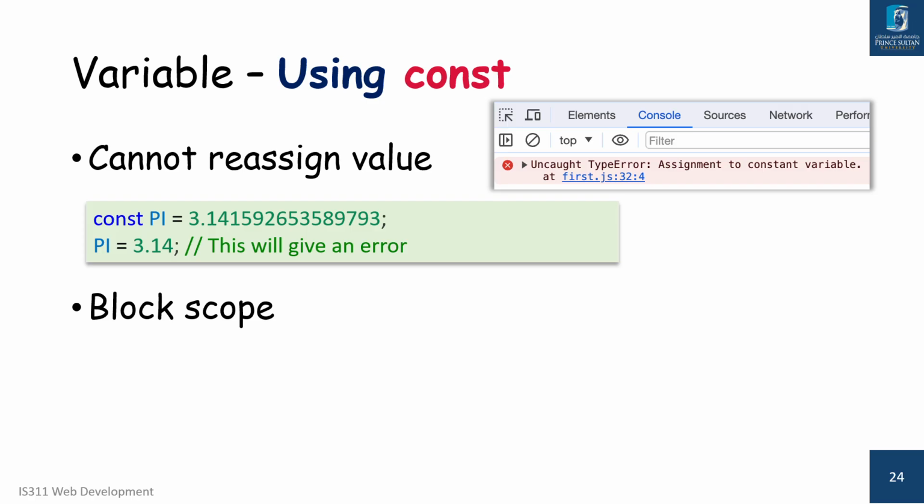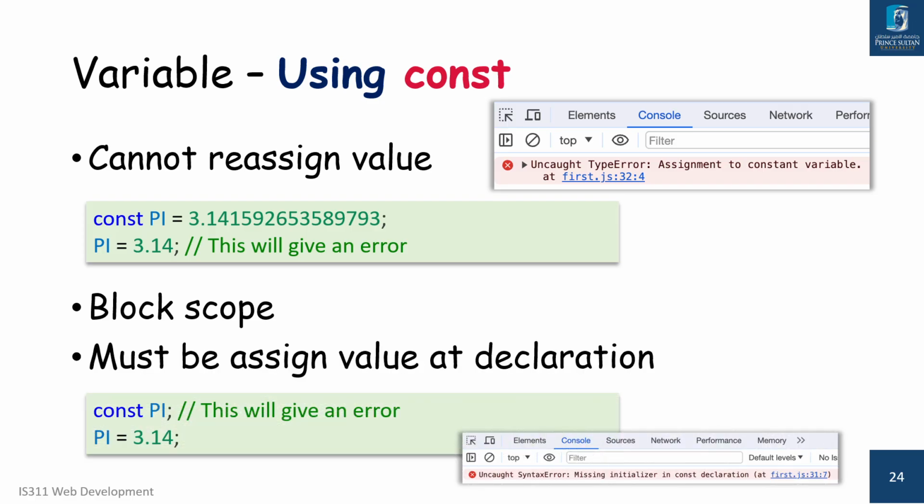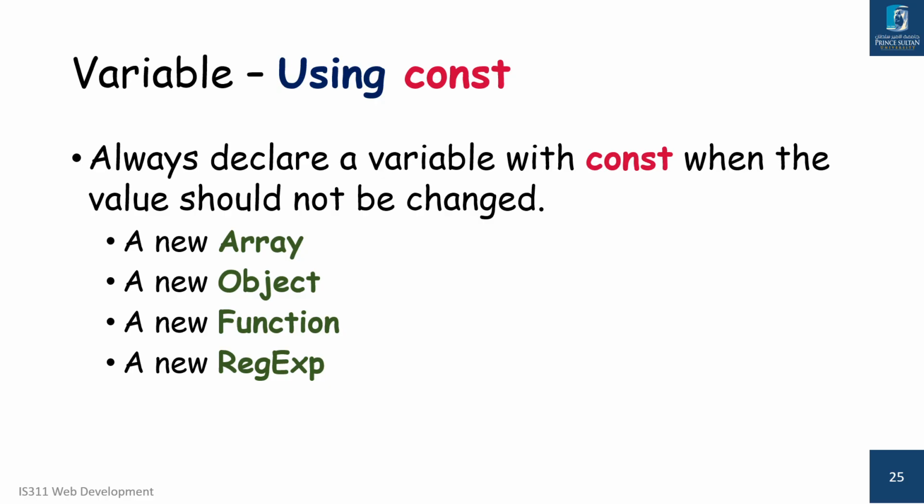We have block scope, and it must be assigned a value at declaration. Whenever we define a constant, it has the scope of the block, just like a let variable, not a global variable. And the other thing is we need to assign the value when we are declaring it. We cannot say constant pi semicolon and then pi is equal to some value. No. At the same time when you are defining it, you need to assign the value of this variable as well.